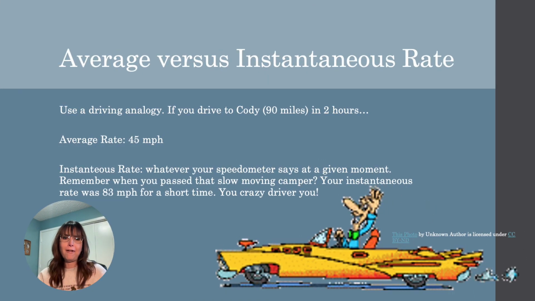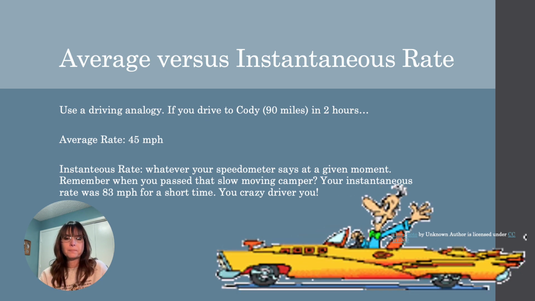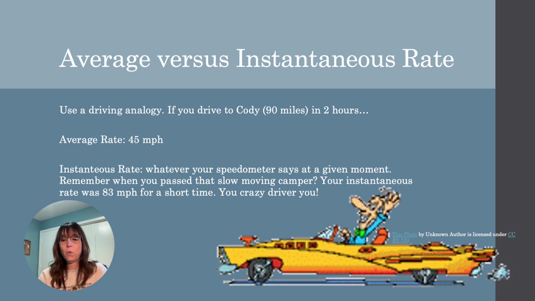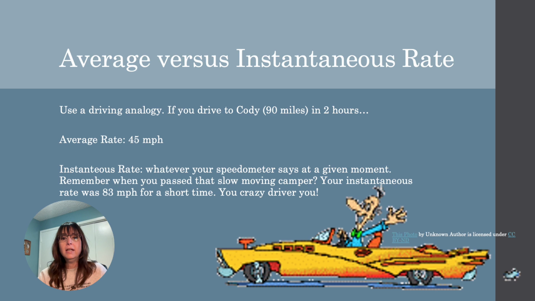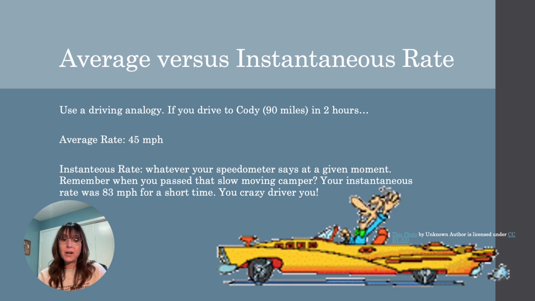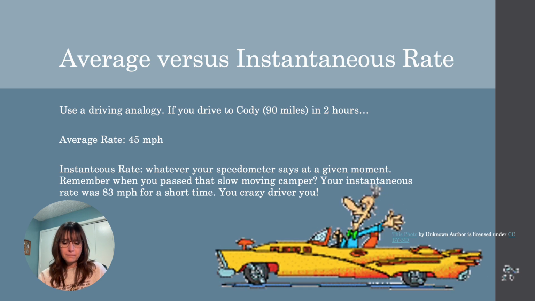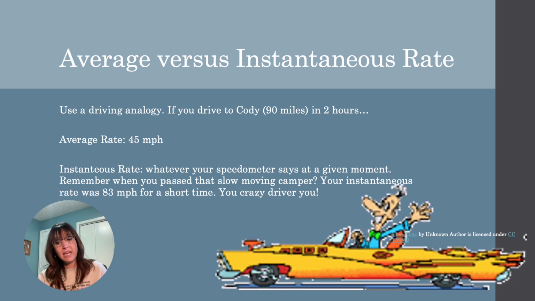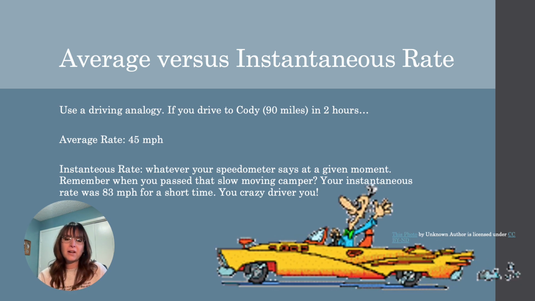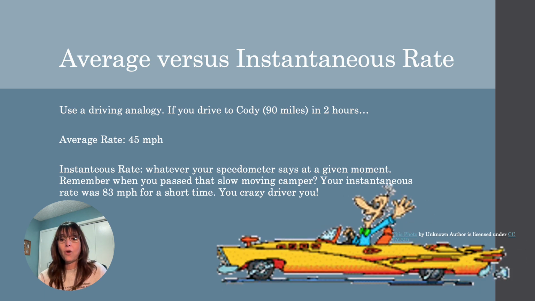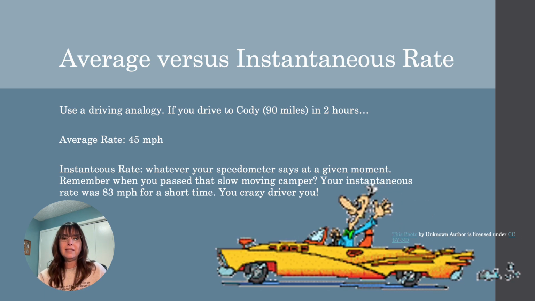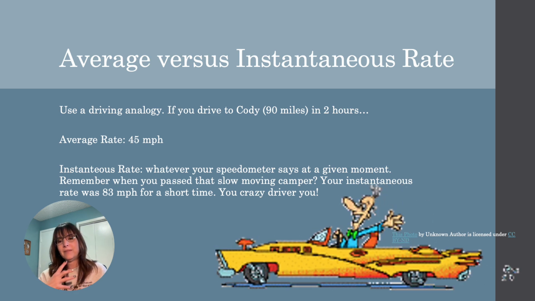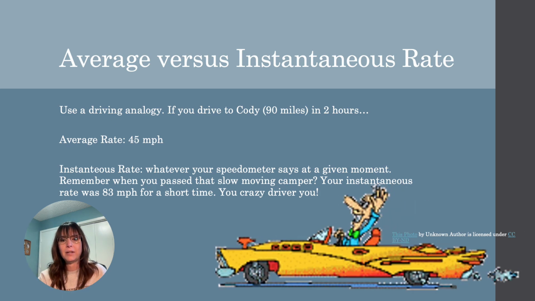So what's the big deal about average versus instantaneous rate? Well, let's talk about driving for a moment. If you were to drive from Worland, Wyoming to Cody, Wyoming, which is 90 miles, in 2 hours, your average rate would be about 45 miles per hour. But the instantaneous rate is that moment in time. Were you at some moment in time maybe going 80 miles an hour to get around somebody? Was there that moment in time that you had to slow down to a crawl because there was a deer on the road? So your instantaneous rate is that split moment in time, while your average is just an average over the whole time period.